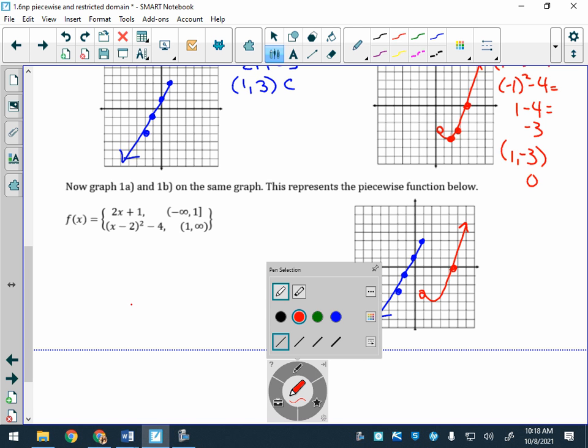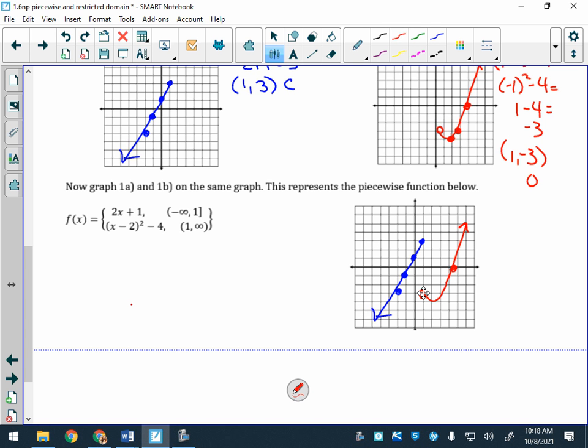You graph two individual functions on a restricted domain, and then you merge them together to get a piecewise function. That is what we're going to be doing next class. We're not even going to graph both separate equations. We're going to jump right into this by finding your starting point, which is always plugging in the piece of the domain. Then you plug in x values that work. For this one, 1 is like your boundary point.